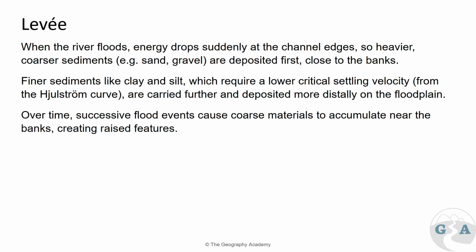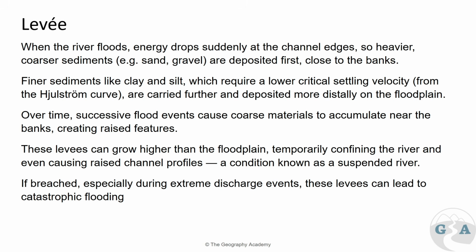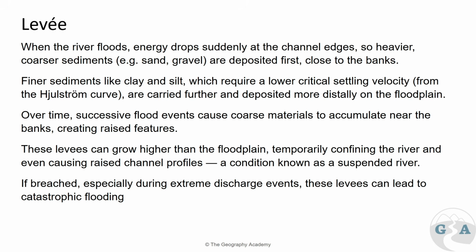Over time, successive flood events cause coarse materials to accumulate near the banks, creating raised features. These levees can grow higher than the floodplain, temporarily confining the river and even causing raised channel profiles, a condition known as a suspended river. If breached, especially during extreme discharge, these levees can lead to catastrophic flooding. A little bit extra there at the end, putting it with some diagrams.